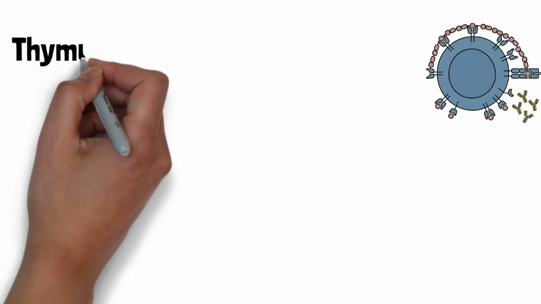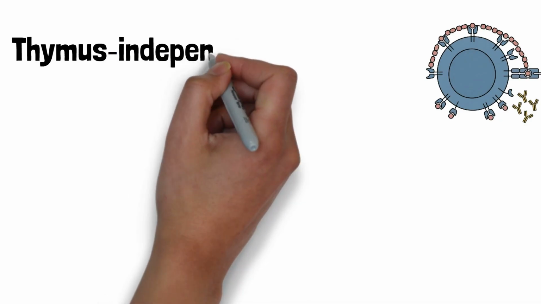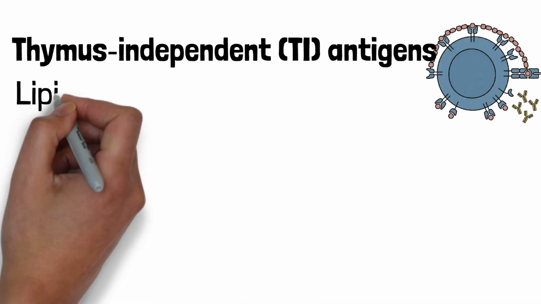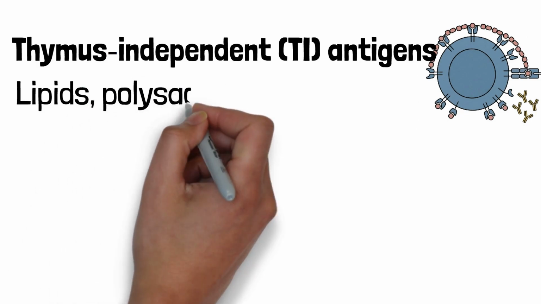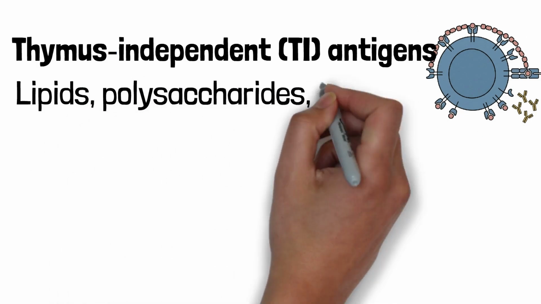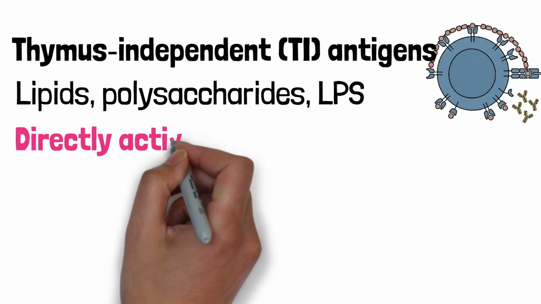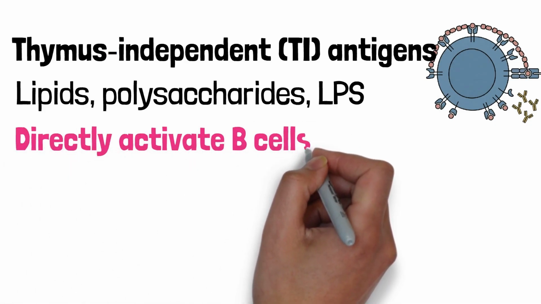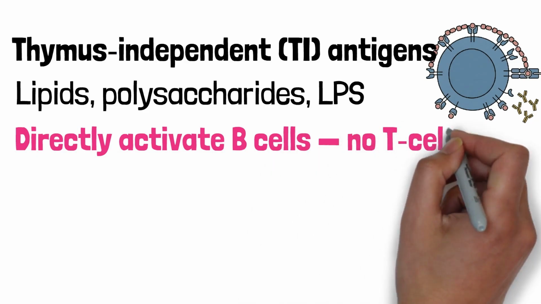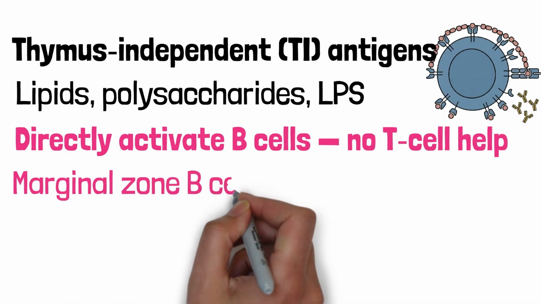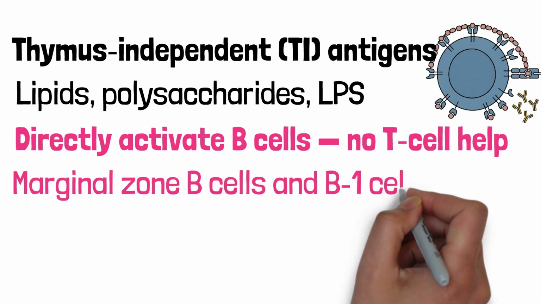So far, every cell we've discussed has been a T cell, but B cells can actually skip the T cell step entirely for one specific category of antigen. Thymus-independent antigens are things like lipids, polysaccharides, and LPS. Because of their repetitive structure, they can cross-link B cell receptors directly, activating the B cell without any help from a T cell. This route is mainly handled by marginal zone B cells and B1 cells.